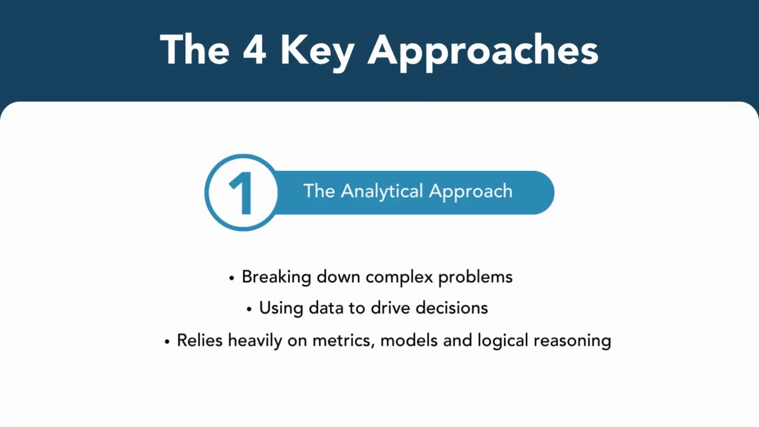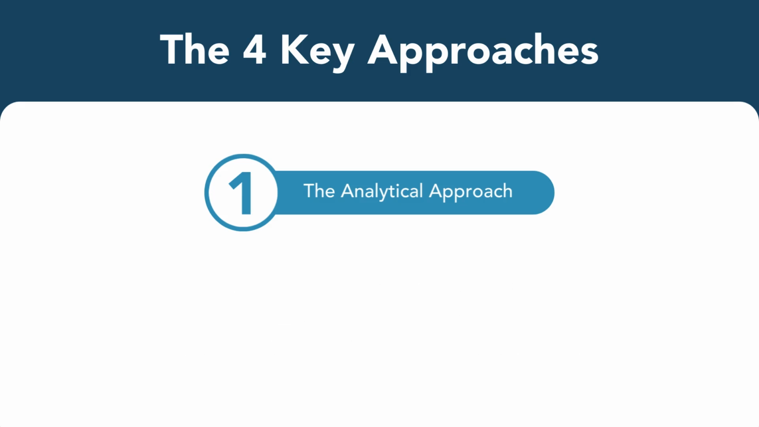And this approach relies heavily on metrics, models, and logical reasoning as well in order to forecast outcomes and make the best possible decision. So, this is the analytical approach in strategic thinking. Next is the systemic approach of strategic thinking.